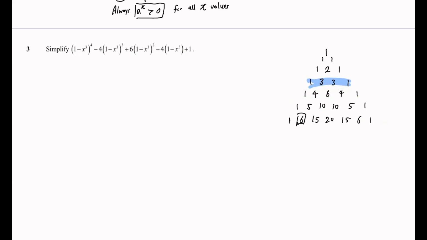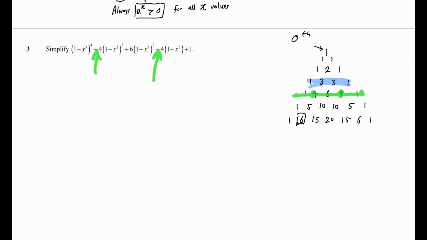This is the 0th row. You start from the 0th row: 1, 2, 3, 4, 5, 6. But do you notice a problem? Here it's negative, here is negative. But here is positive and positive. Actually positive all the way.